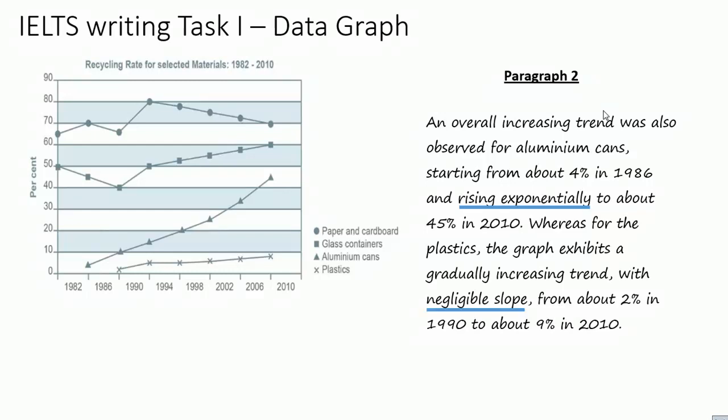In the next sentence, whereas for the plastics, the graph exhibits a gradual increasing trend with negligible slope. Now for the plastics, we can say that the slope is very negligible. It is increasing over the period. It has started from 1990 and till 2010 it has increased, but it is a very gradual increasing trend. It is not exponential as it was for aluminum cans. So we have included our information in this manner, with negligible slope from about 2% in 1990 to about 9% in 2010.